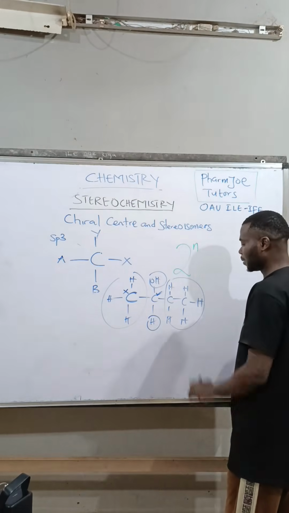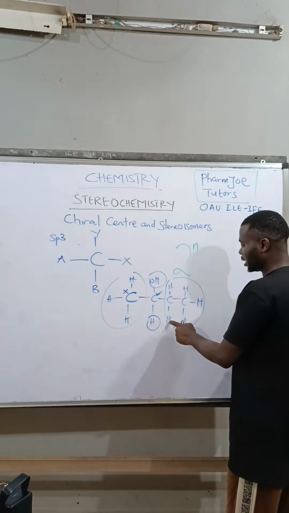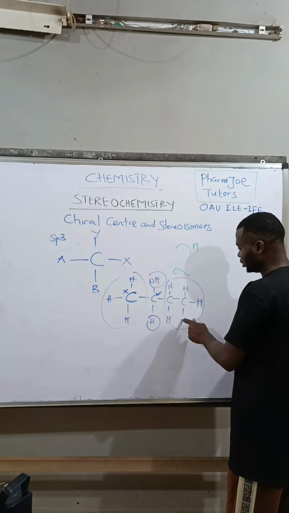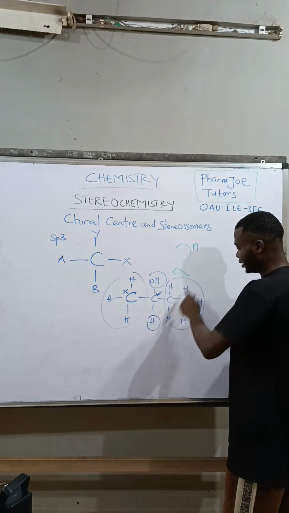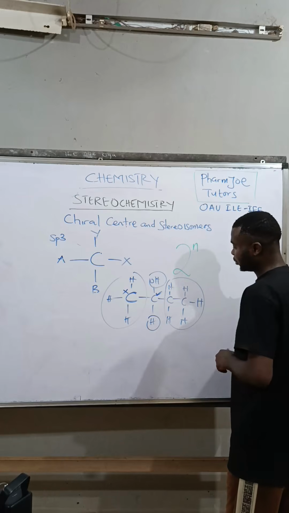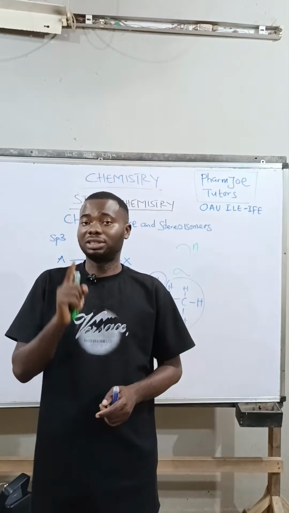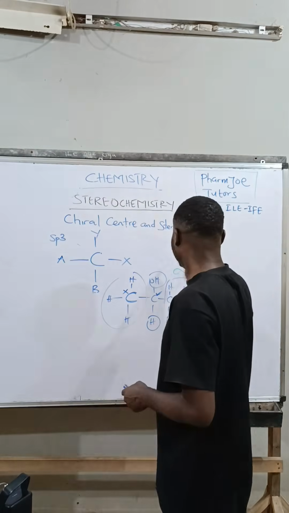It's a stereogenic center. Now, if you take a look at this, it has hydrogen and hydrogen. It is not a chiral carbon. If you take a look at this, it has hydrogens that are the same. It is not a chiral carbon. So how many chiral carbons do we have here? We have 1.